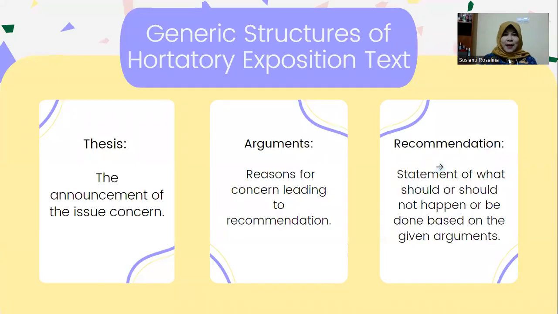Then, talking about the generic structures of hortatory exposition text, first, it consists of thesis, then arguments, and recommendation. The thesis is the announcement of the issue concerned, while the arguments are the reasons for concern leading to recommendation. Then the recommendation is the statement of what should or should not happen or be done based on the given argument.